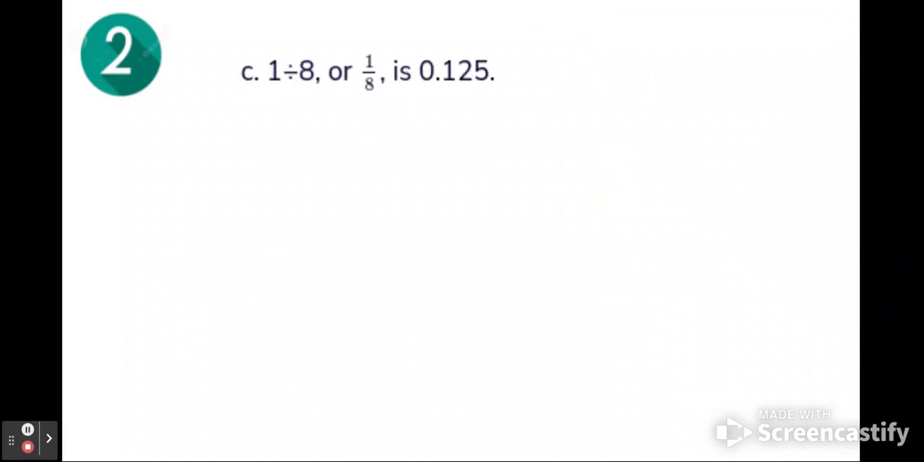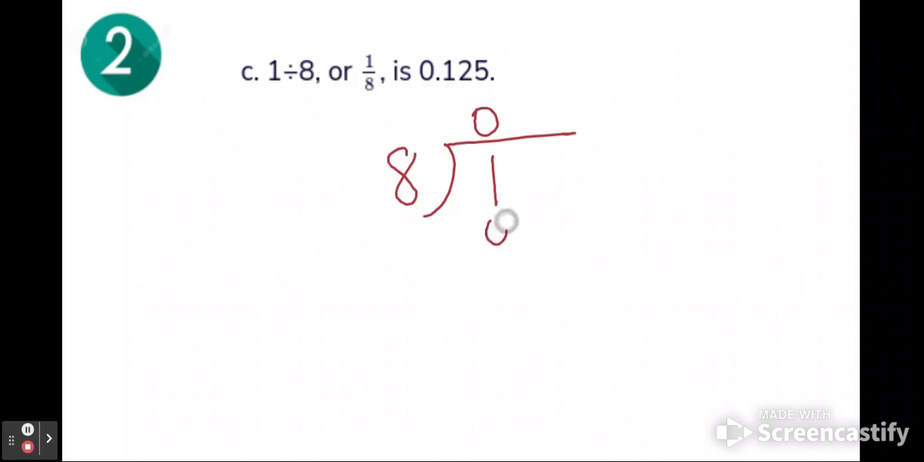Your turn. Prove that 1 divided by 8, or 1/8, is 0.125. Let's set it up. How many times does 8 go into 1? Well, 8 is bigger than 1. So 8 goes into 1 0 times.